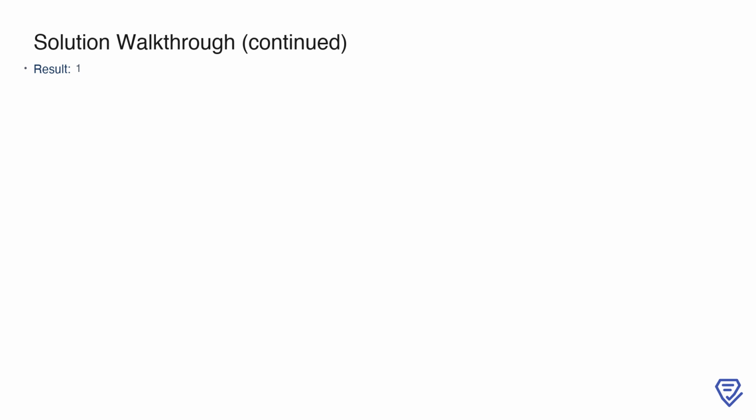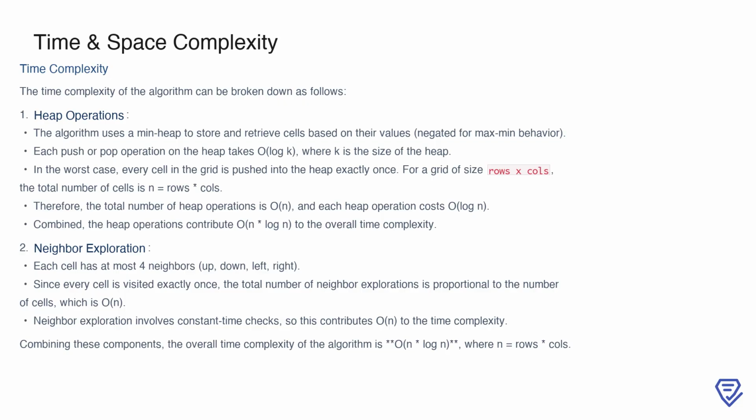This concludes the solution walkthrough, demonstrating the process of finding the path with the maximum minimum value across multiple examples. The time complexity of this algorithm is primarily determined by two major components: heap operations and neighbor exploration. First, let's consider the heap operations.